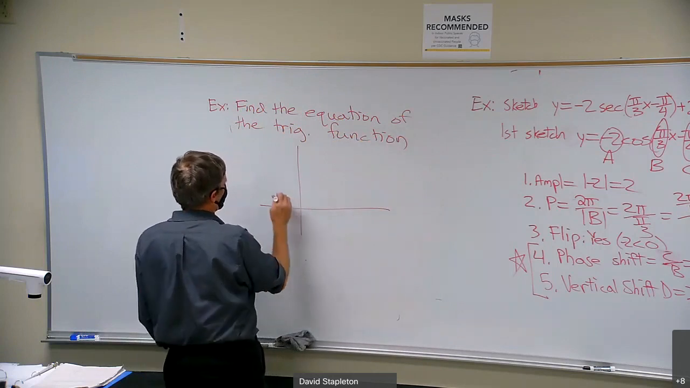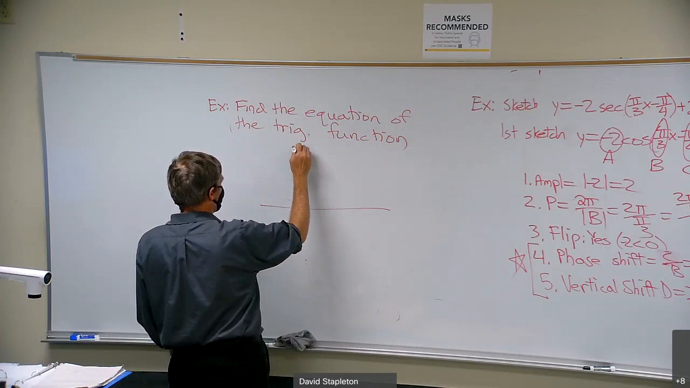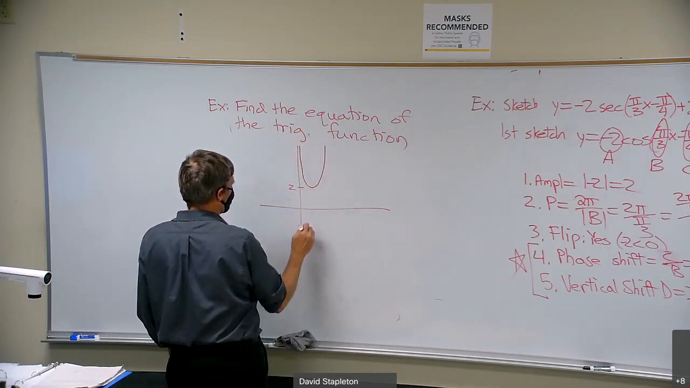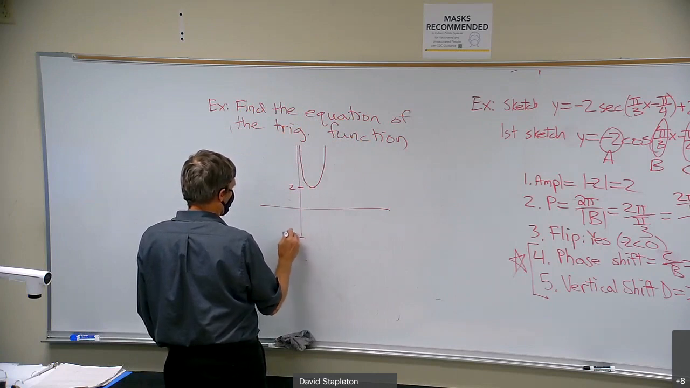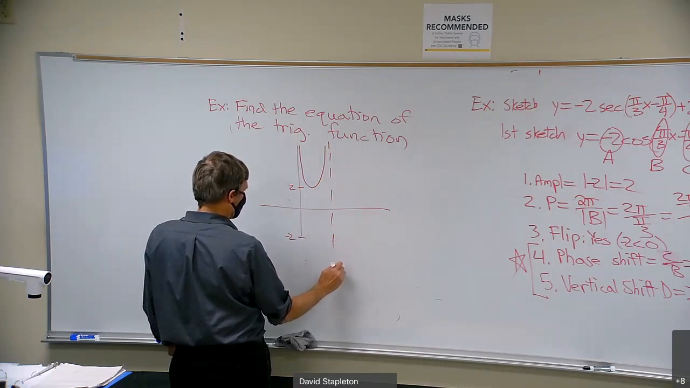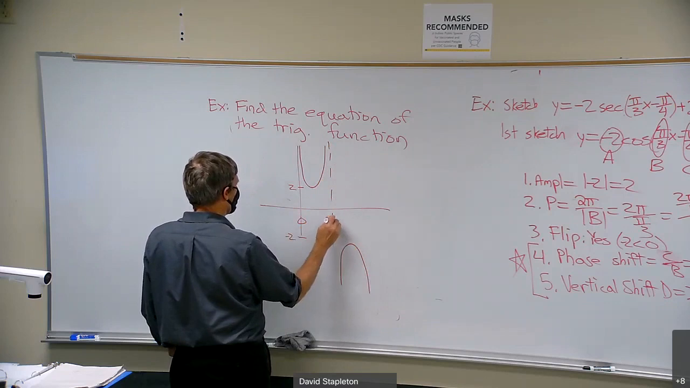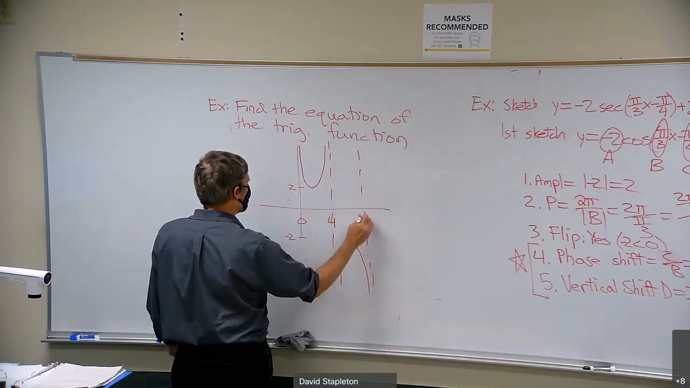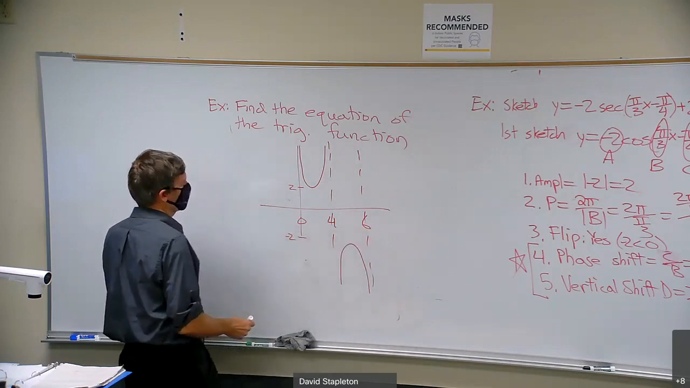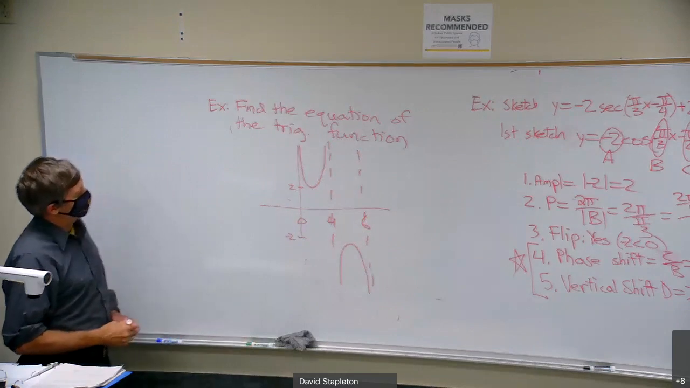This is similar to one of your homework. Suppose that you have, go down to 2, up, negative 2, maybe that's x equals 0, x equals 4, and x equals 6 for the asymptote. How can I find the equation of this trig function?